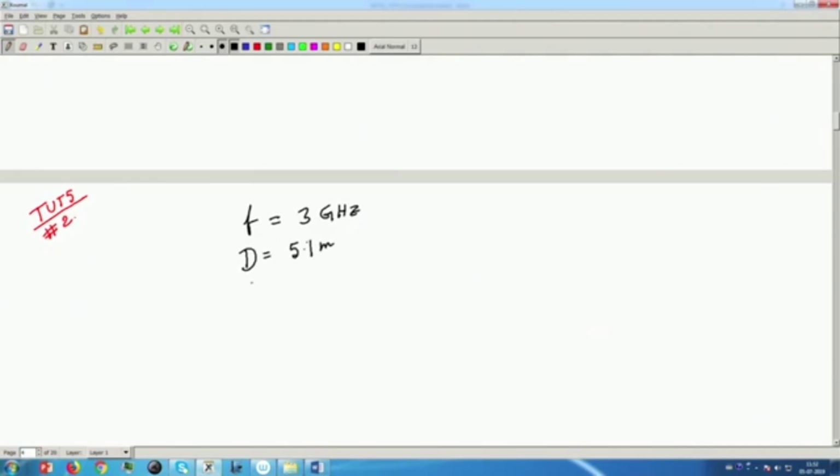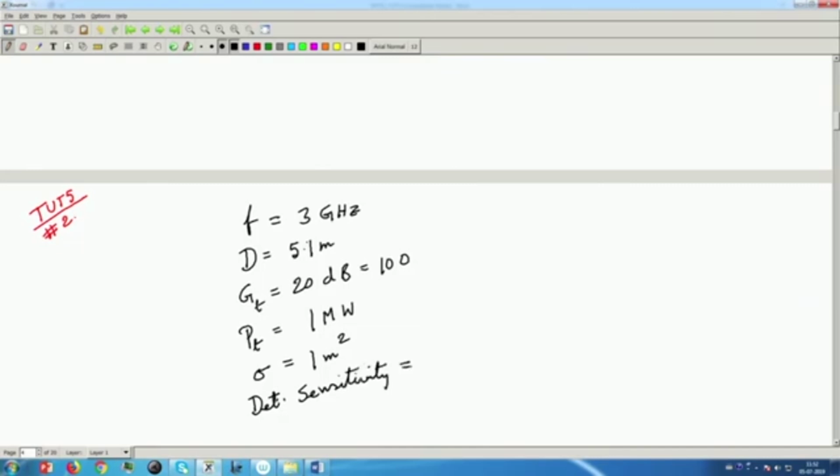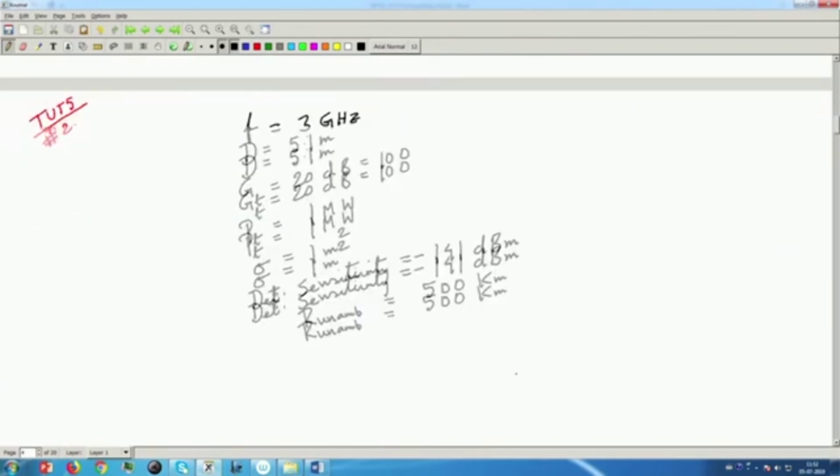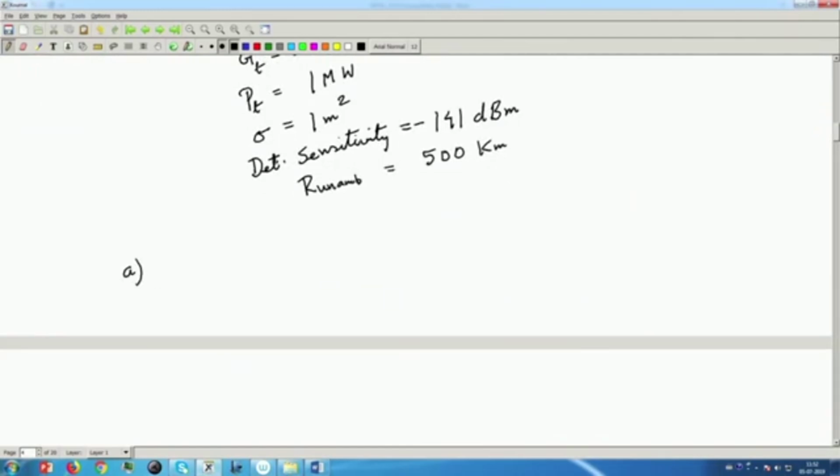5.1 meter, then GT is given 20 dB, 20 dB means absolute value 100, then PT is given 1 megawatt, then sigma is given 1 meter square RCS, then detector sensitivity, that is minus 141 dBm, and also R unambiguous is given as 500 kilometer. So, now we can start the first part.